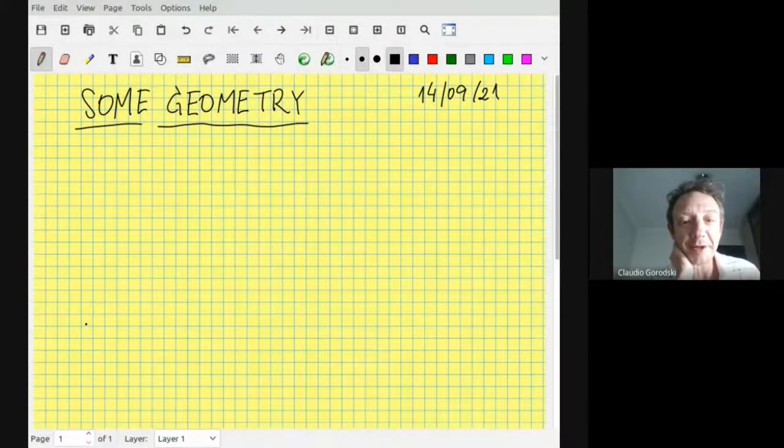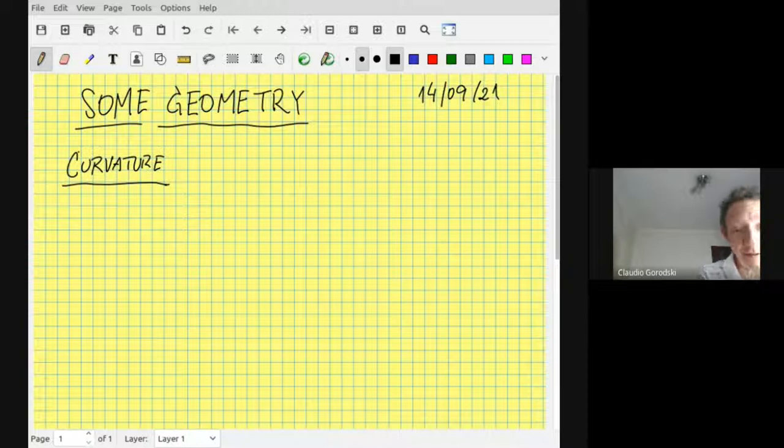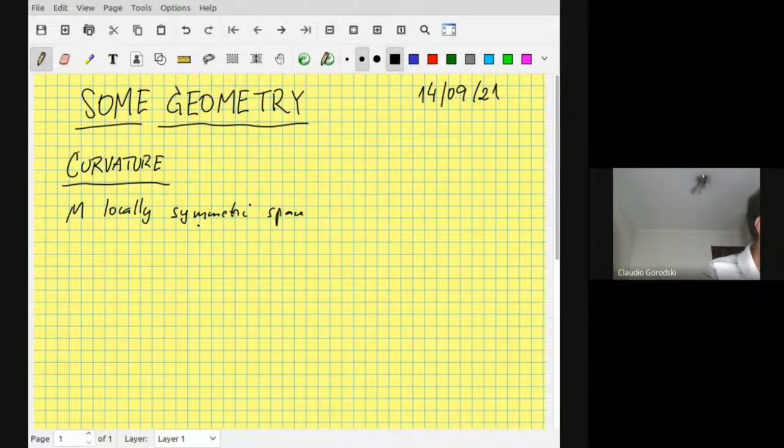I'd like to talk about some geometry of symmetric spaces. There are many things to say. Let's start with curvature, for instance. So this is a nice calculation of the curvature. Of course, it's a local problem, so we may assume M is a locally symmetric space. It doesn't matter. But then we also have the orthogonal involutive algebra, right? We haven't discussed that. We discussed only globally symmetric spaces. But anyway, it also works for locally symmetric spaces.